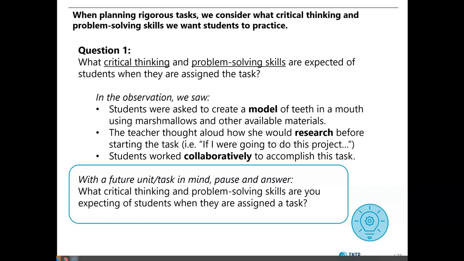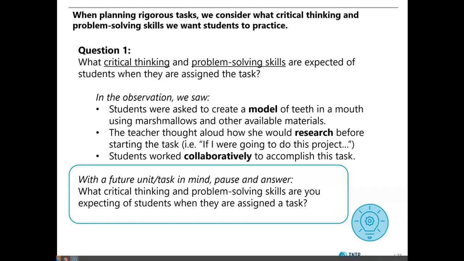And the teacher at the very beginning started with how she would do the research before starting the task. "So if I were going to do this project, this is what I would do. Do you guys know how many teeth you have?" So she did a great job of sharing one way of processing this task, and she named specifically what some of the questions were that students would need to consider.